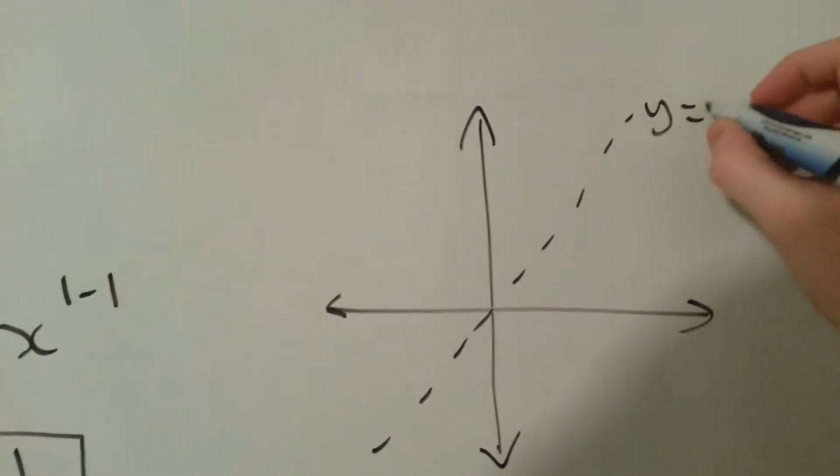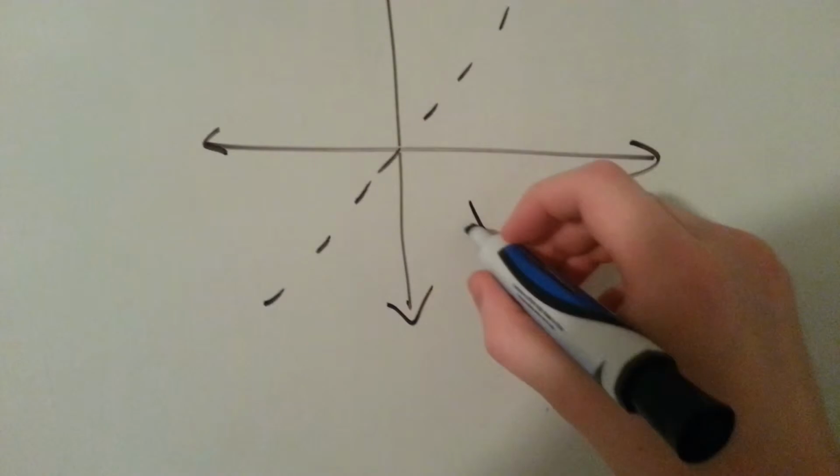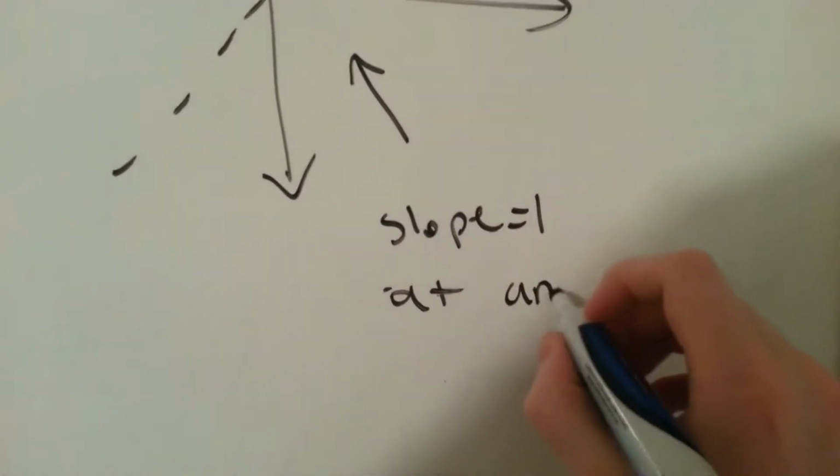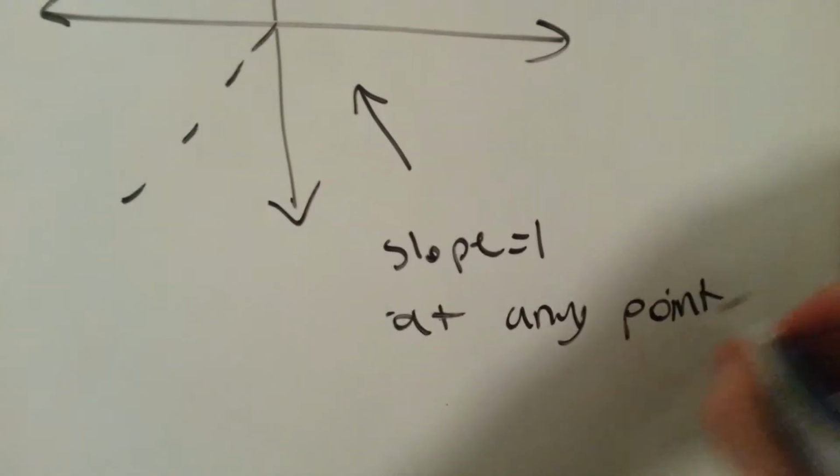It makes sense because if you look at the y equals x graph, the slope is constant at 1. If x equals 5, y equals 5 as well. If x equals 6, y equals 6. It's always changing by just 1 at any point.